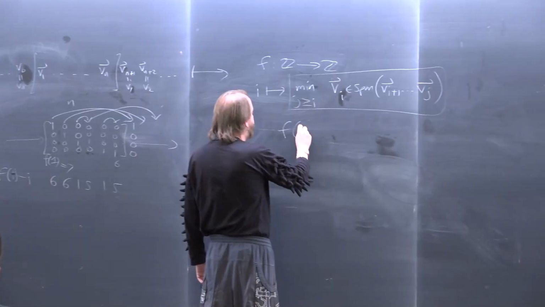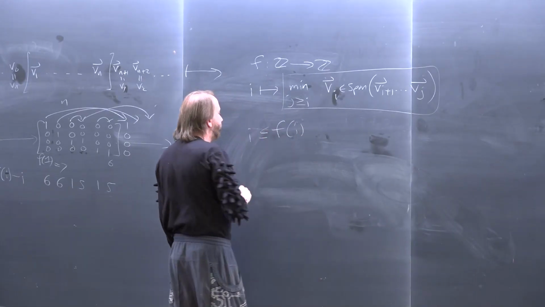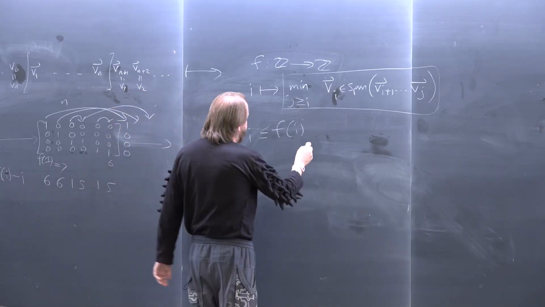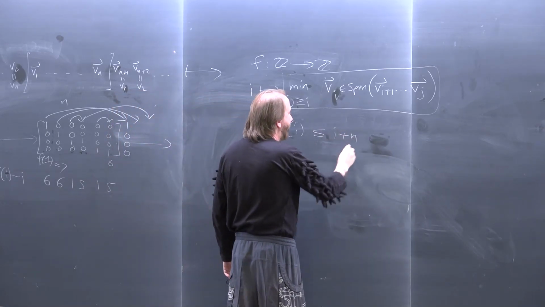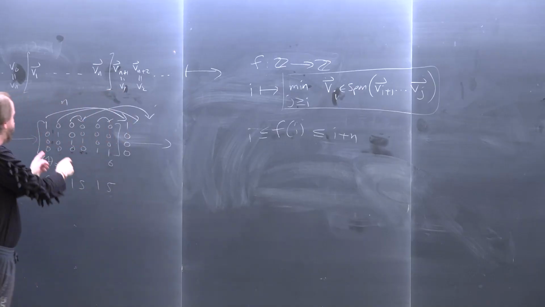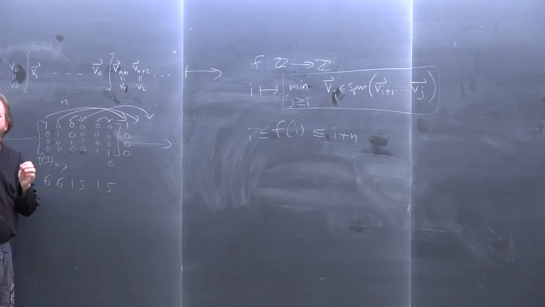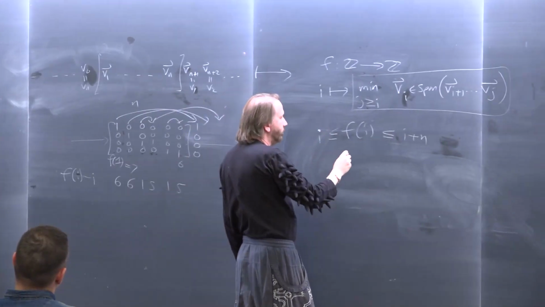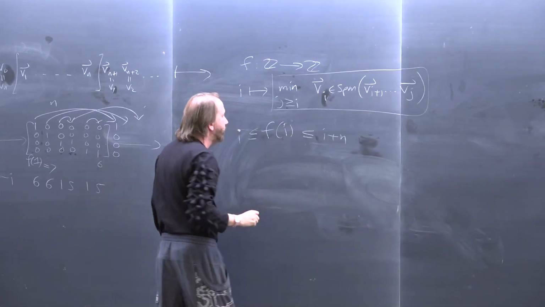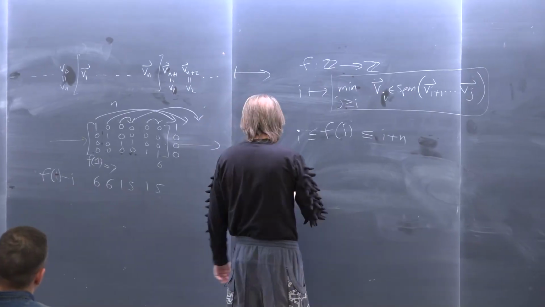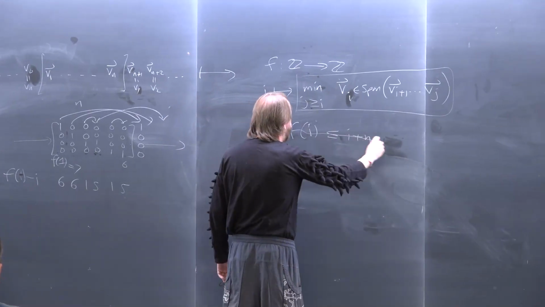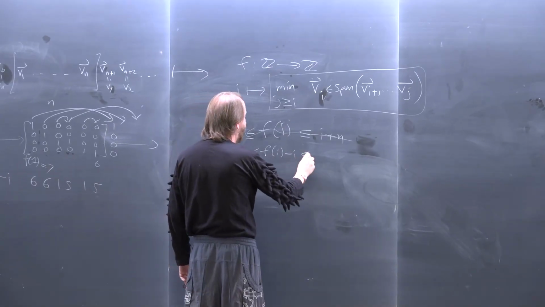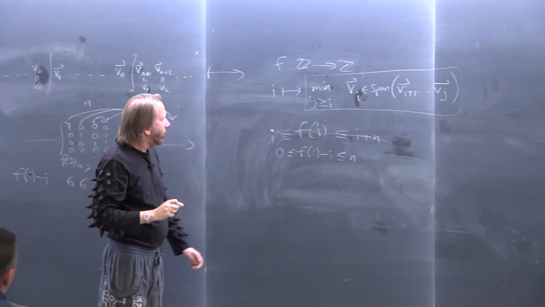So a really stupid condition is it's at least i, because I said that right here. But also, it is at most i plus n. And that's because every vector is in the span of itself. So you don't have to wait forever, and you will in fact find that vector. Maybe in fact I'm going to write this instead as f(i) minus i is between 0 and n. Okay.